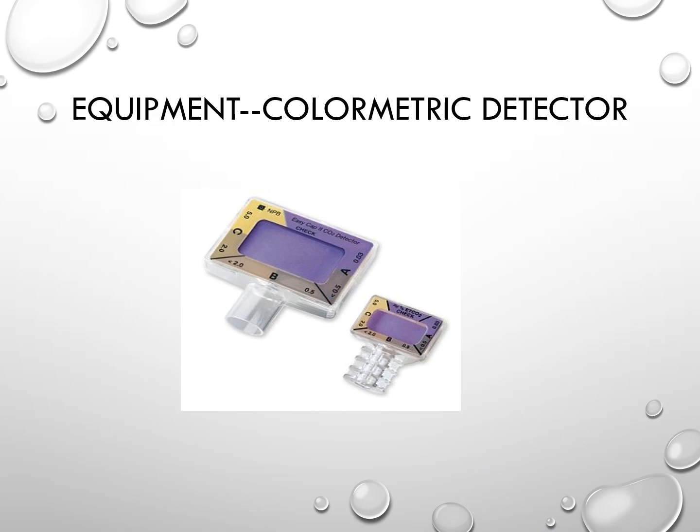So what you'll see is a color change from purple to kind of a sand color, light yellow sand, if the tube has been successfully placed in the trachea. These colorimetric detectors have been around for a very long time. In many cases, many hospitals will actually have them in the intubation boxes.